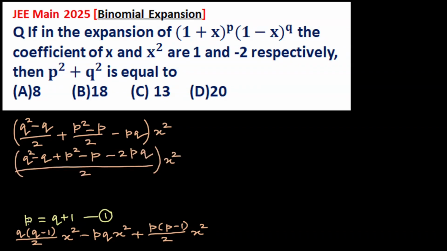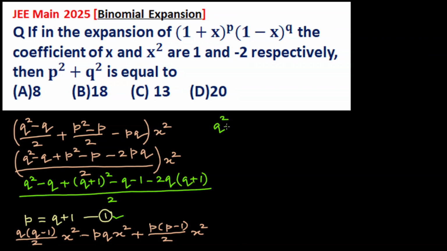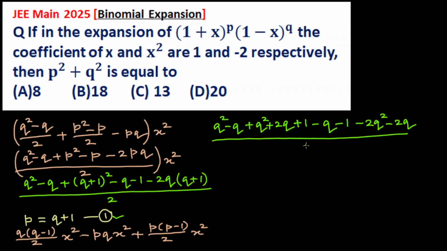Now we will replace p by q plus 1 from equation 1. So q square minus q plus (q plus 1) whole square minus (q plus 1) minus 2q into (q plus 1), upon 2. q square minus q plus q square plus 2q plus 1 minus q minus 1 minus 2q square minus 2q upon 2. q square plus q square, 2q square minus 2q square get cancelled. 2q minus 2q is 0, 1 minus 1 is 0, leaving (minus q minus 2q) upon 2 into x square.